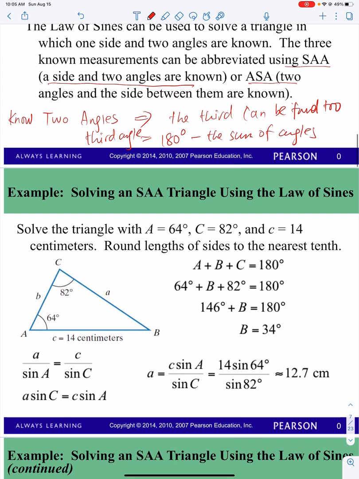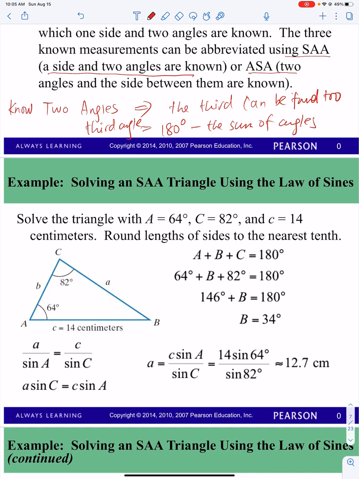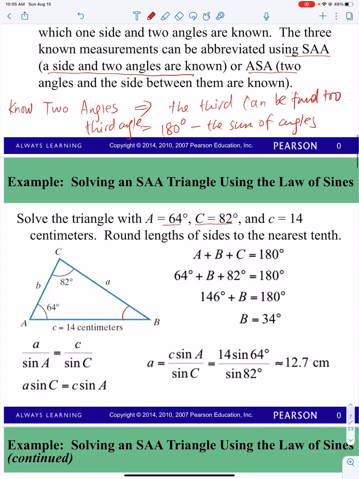So how could you solve this? A equal to 64, C equal to 82. If I were you, I would find B first. So A plus B plus C, and then B equal to what? 34 degrees. Then what happens? It depends on C here. C equal to 14, so C will give me a pair.